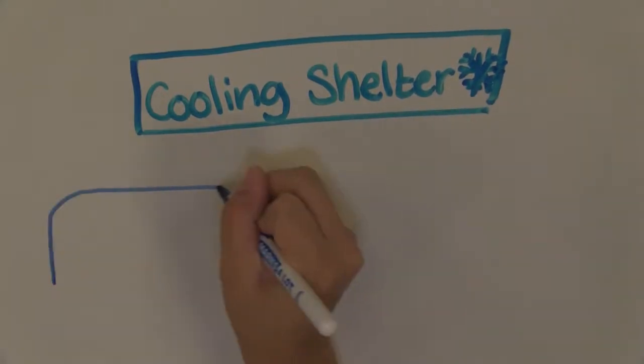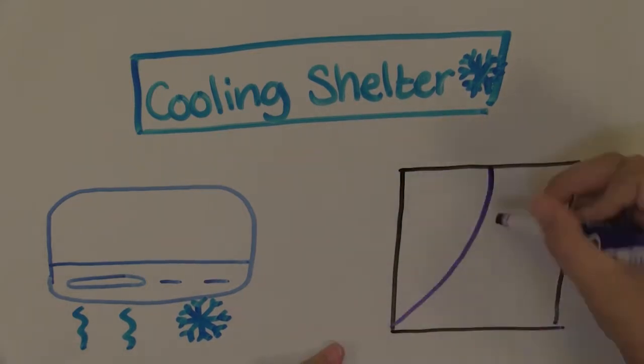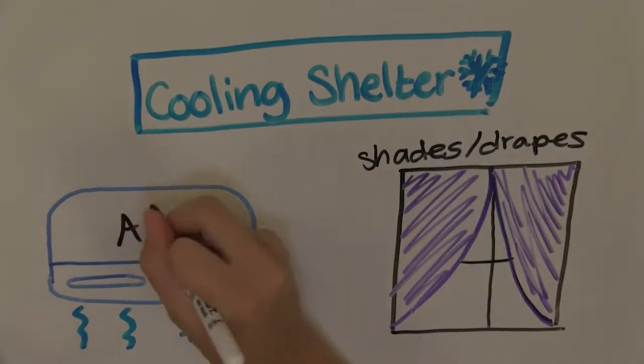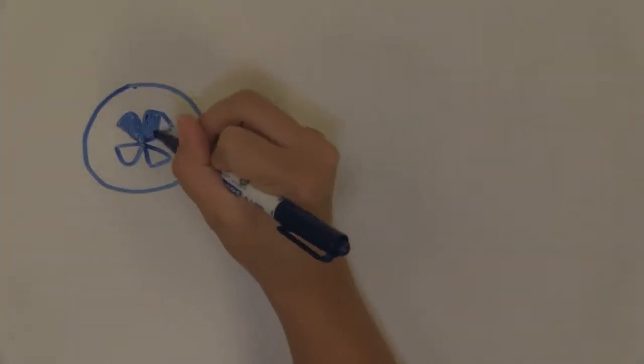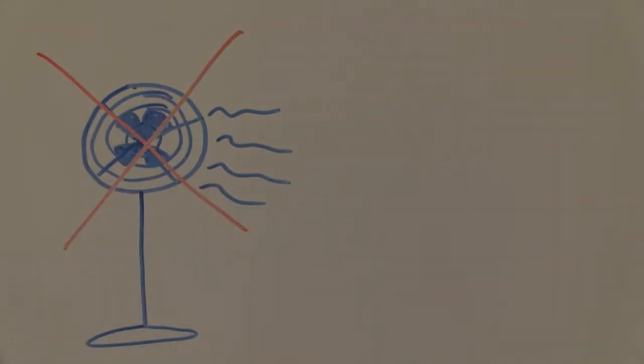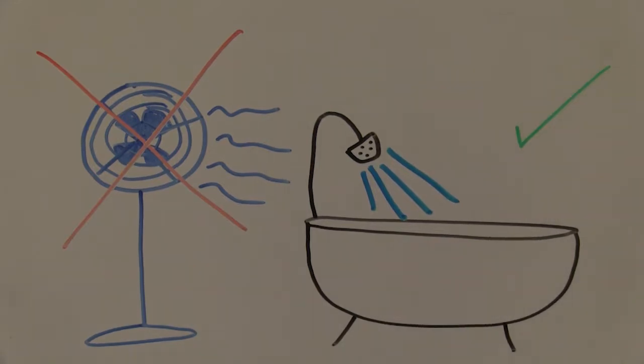Keep your home cool by covering windows with drapes or shades, turning on the air conditioner, and using window reflectors, such as aluminum foil covered cardboard, to reflect heat back outside. Keep in mind, fans will not prevent heat-related illness. Instead, take a cool shower or bath, or move to a room with air conditioning.